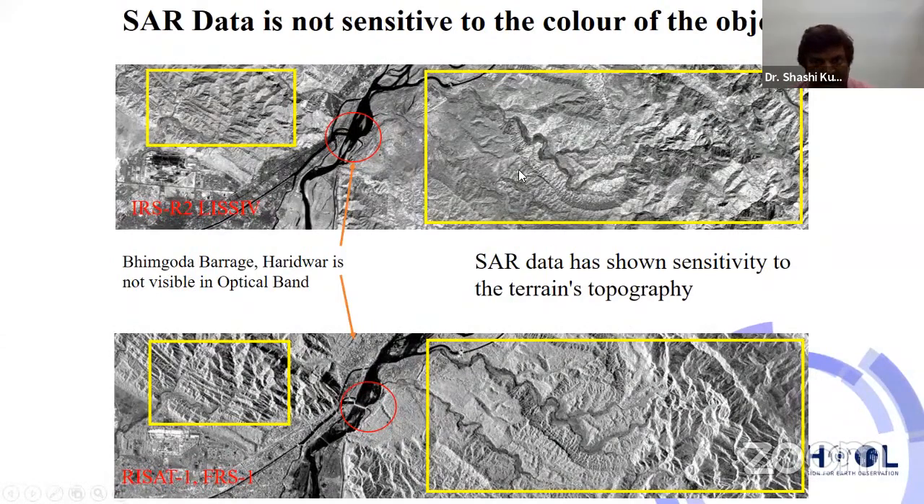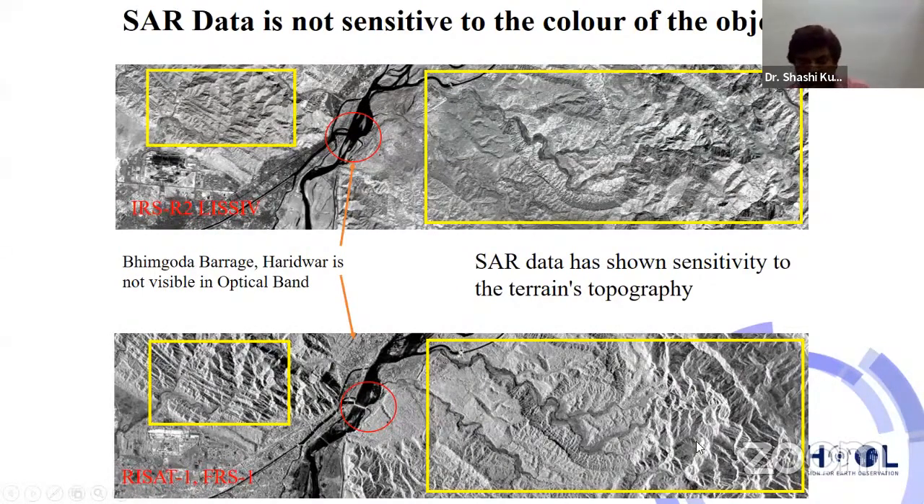But in the same area, when this was imaged with the help of the synthetic aperture radar data set, here you can see that the topographic information is present, and one will be able to get the complete information of the terrain's topography. Like if you see this river and the undulating terrain. This is not clearly visible in the optical multispectral data set, but it is clearly visible in the SAR data set.